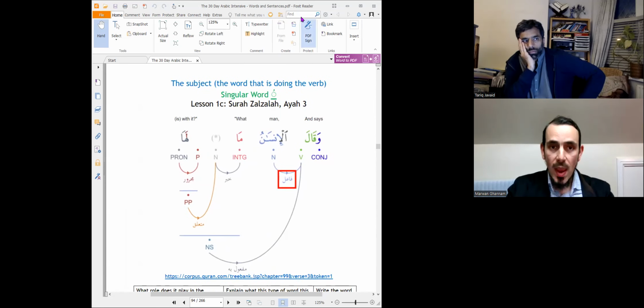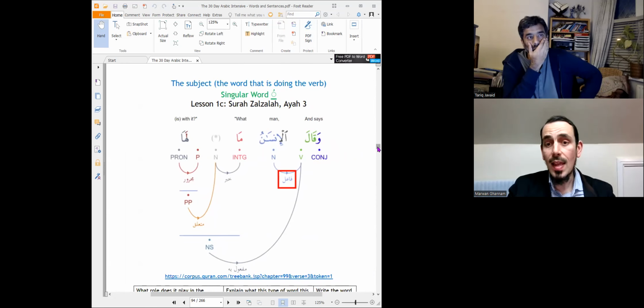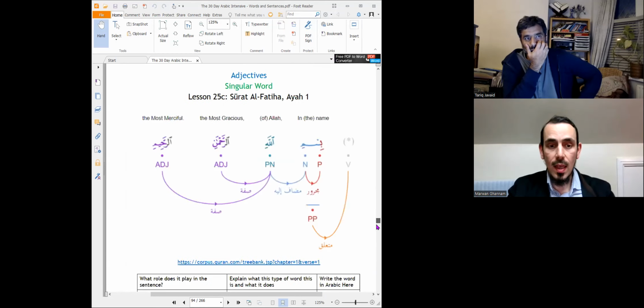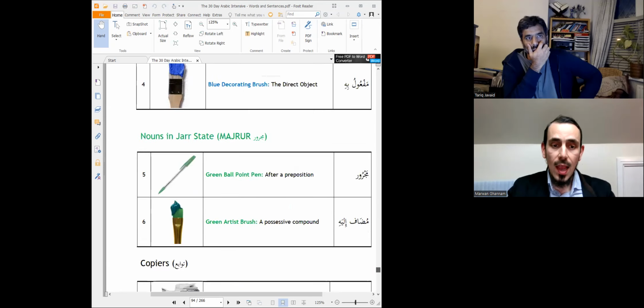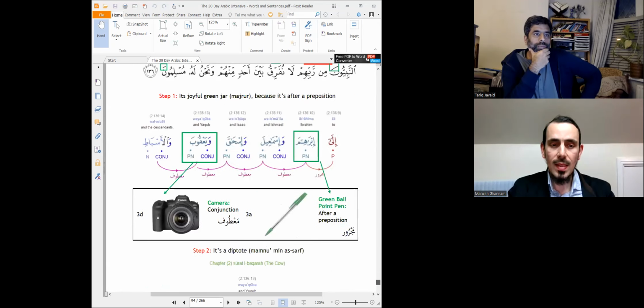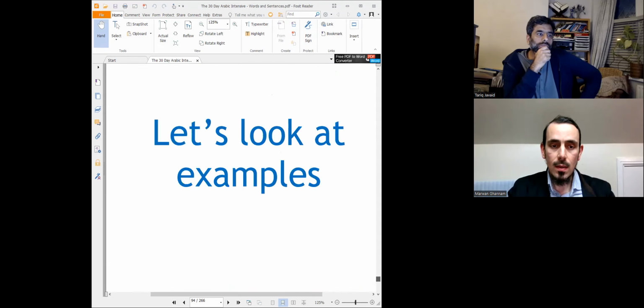Okay. So we're on page 94. The way I did it for this 30-day challenge, in the examples, I don't mention rafa' nasab jar. But then I had this idea, I don't know if it's a good idea or not, but I tackle rafa' nasab jar later on. And basically the way I tackle it is I say, where is it?